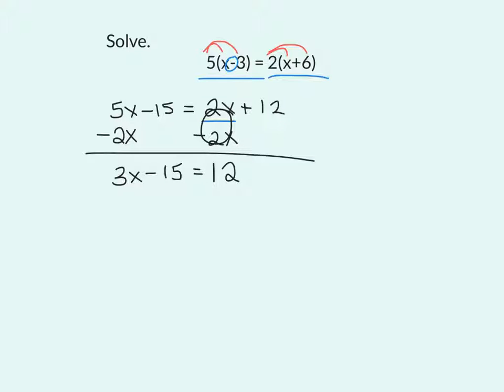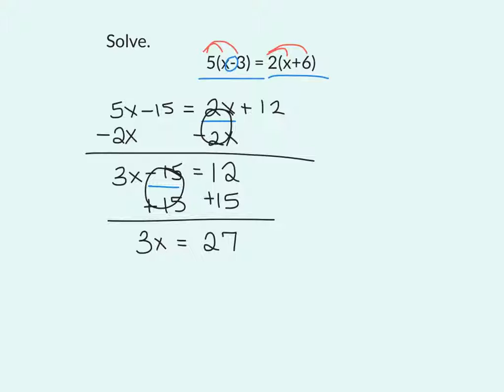Now I'm going to move the minus 15 to the right side. Notice that I have a minus 15, so I'll do the opposite operation, which is to add. So I'll add 15 to both sides. Negative 15 plus 15 gives me 0, so I'm just left with a 3x on the left side, and then 12 plus 15 is a positive 27. So now I have 3x equals 27.